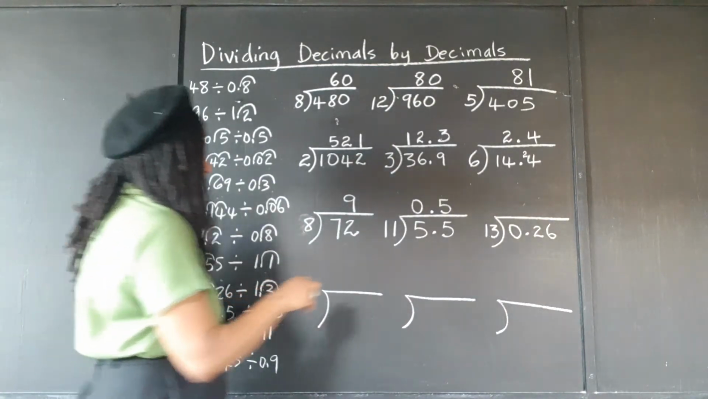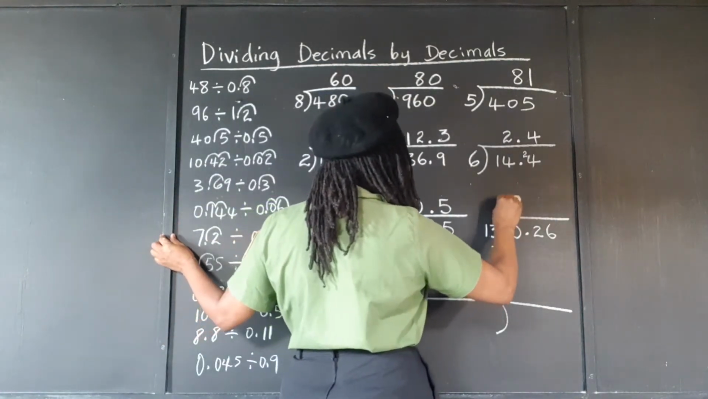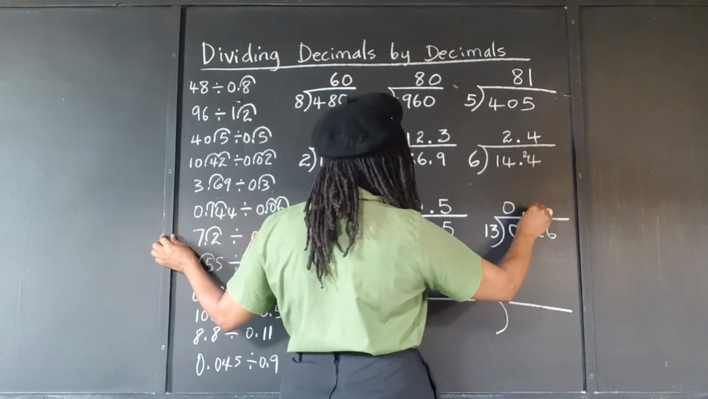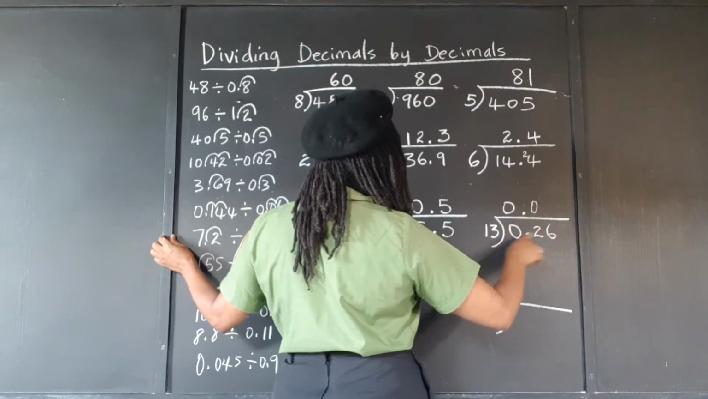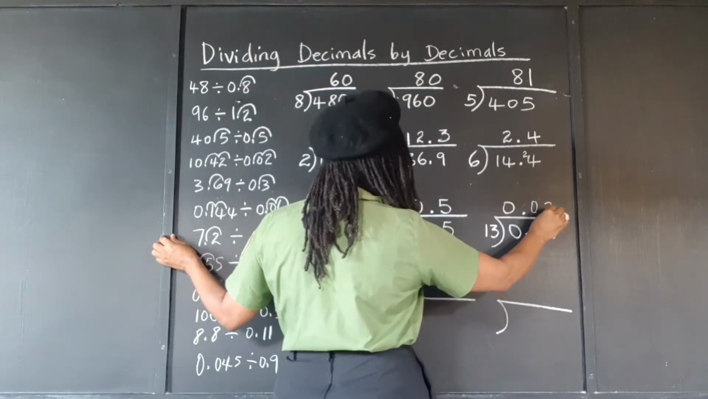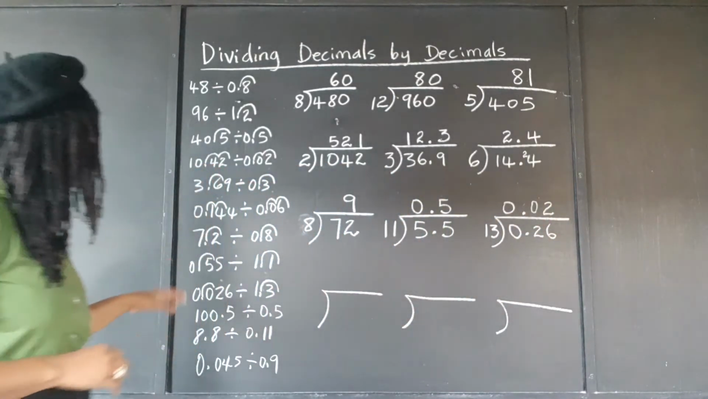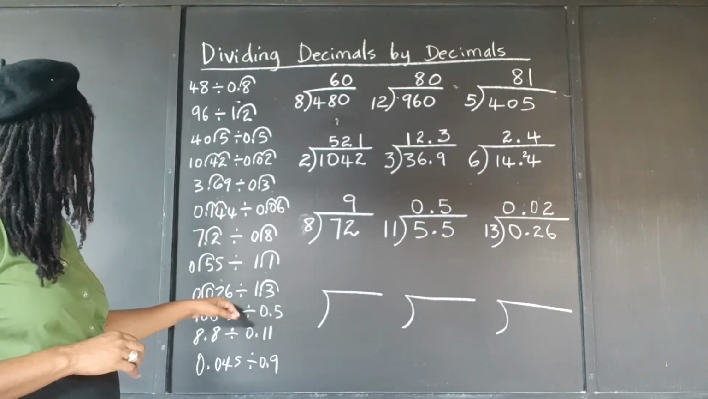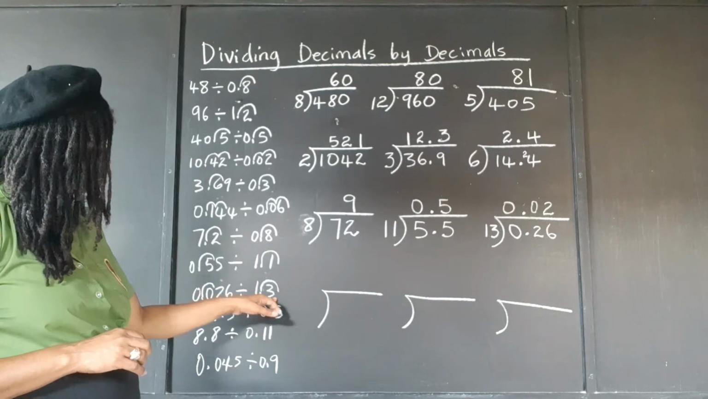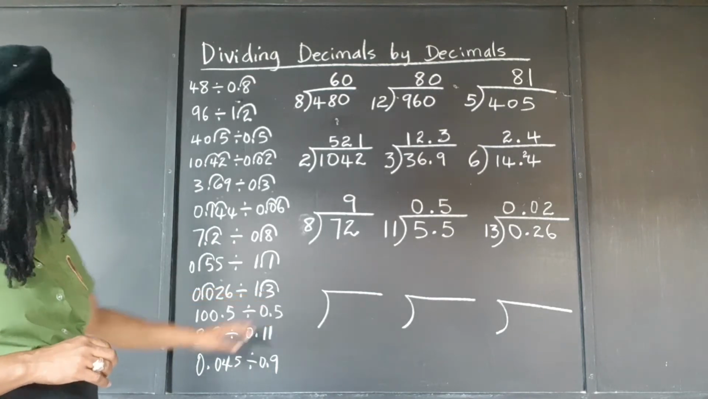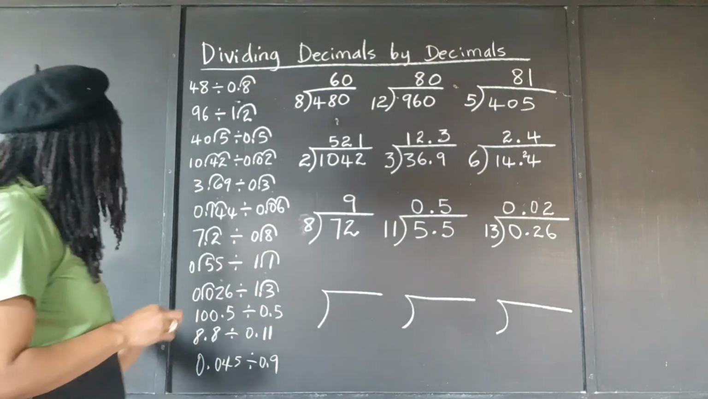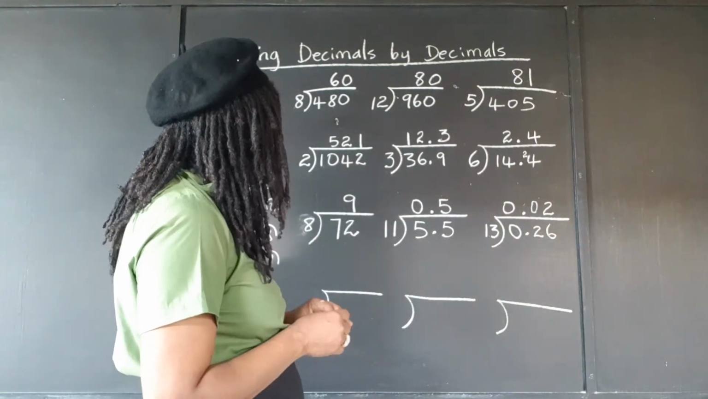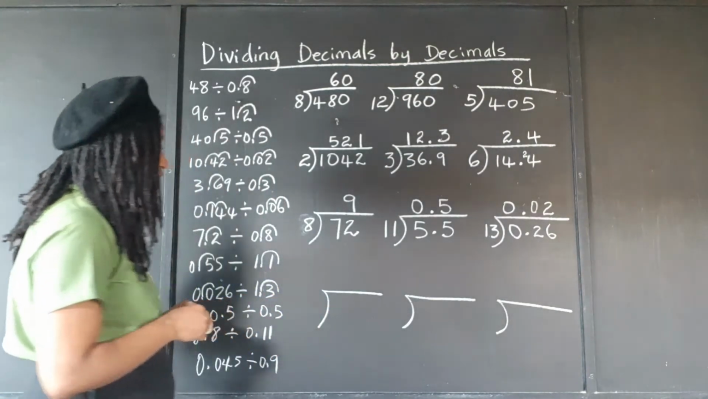Alright, so 13 into 0, that's 0. 13 can't go into 2, so we put a 0. And 13 into 26 goes 2 times. Alright, so 0.026 divided by 1.3 is the same as saying 0.26 divided by 13, and that answer is 0.02.